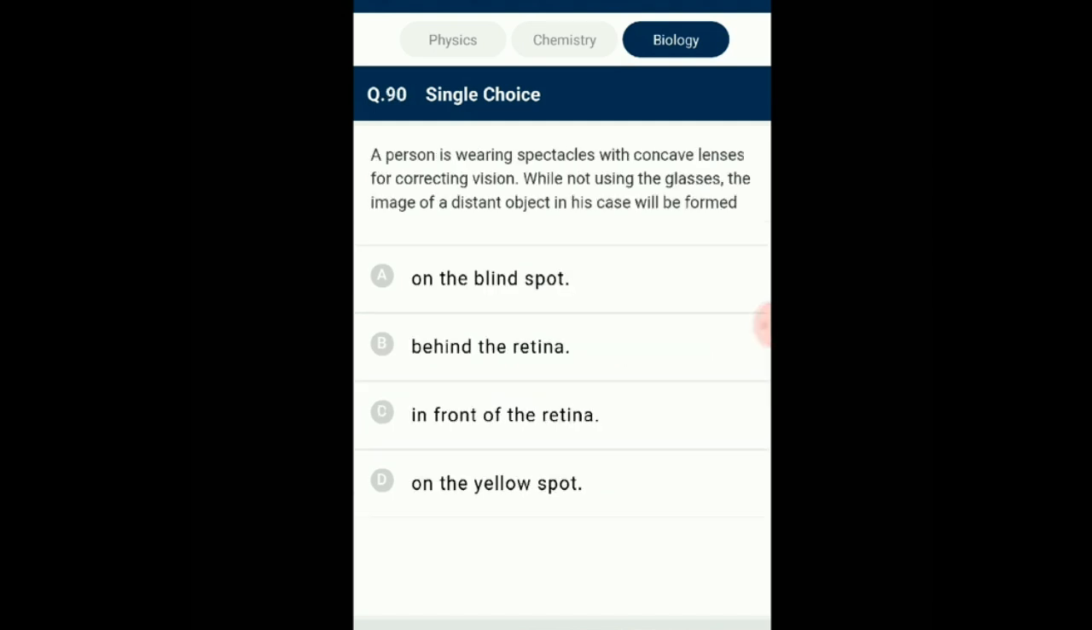Question number 90, it's the last question. A person is wearing spectacles with a concave lens for correcting vision. While not using the glasses, the image of a distant object in his case will be formed. In myopia or short-sightedness, the eyeball becomes longer and the image is formed before the retina. This defect of the eye can be corrected by using spectacles with concave lenses. So the answer is option C, in front of the retina.